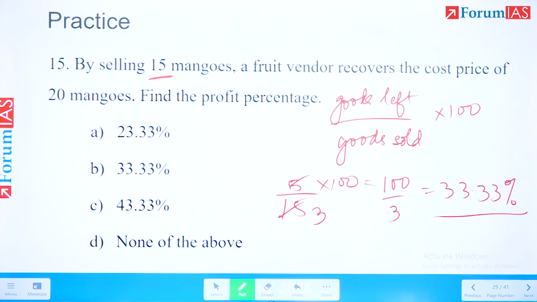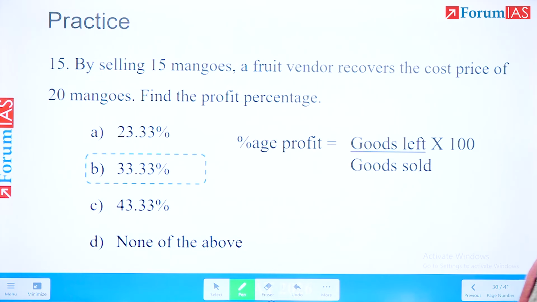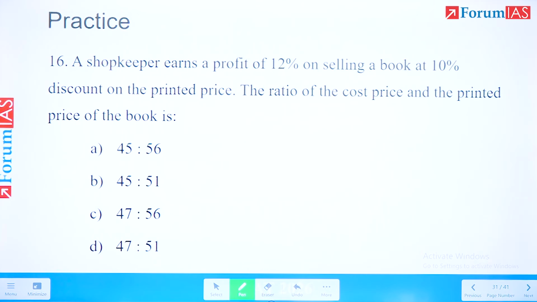What is the number of goods left? Cost price था 20 का, but उसने बेचे हैं 15. So what is he left with? 5. And what is he actually selling? 15. Goods left upon goods sold into 100. Same lines. We do. There was a question on this. I am unable to find. We'll find questions on that. So this we've done. Now this.